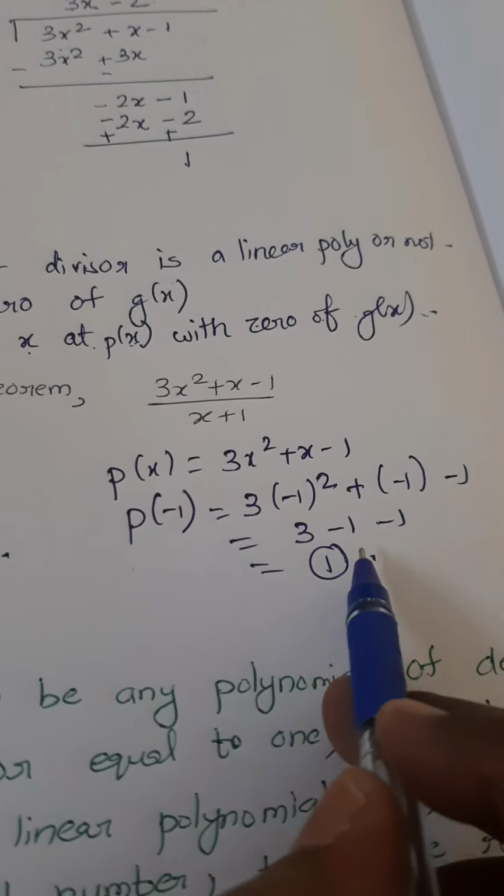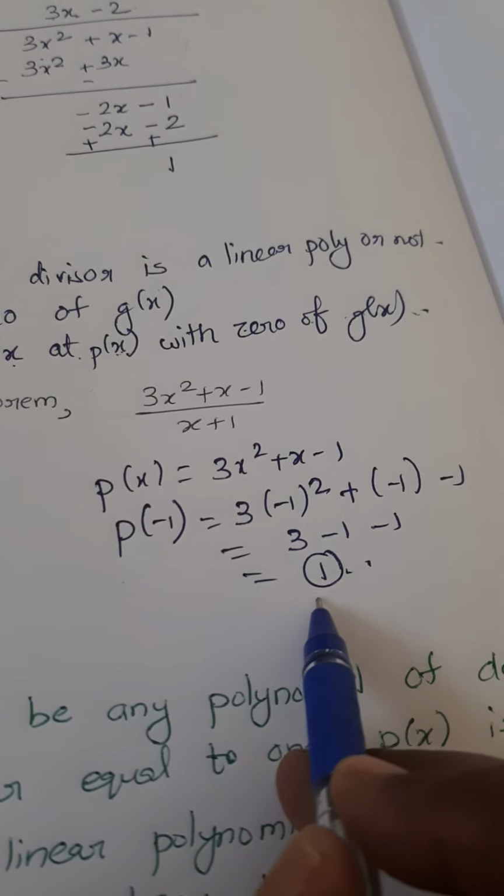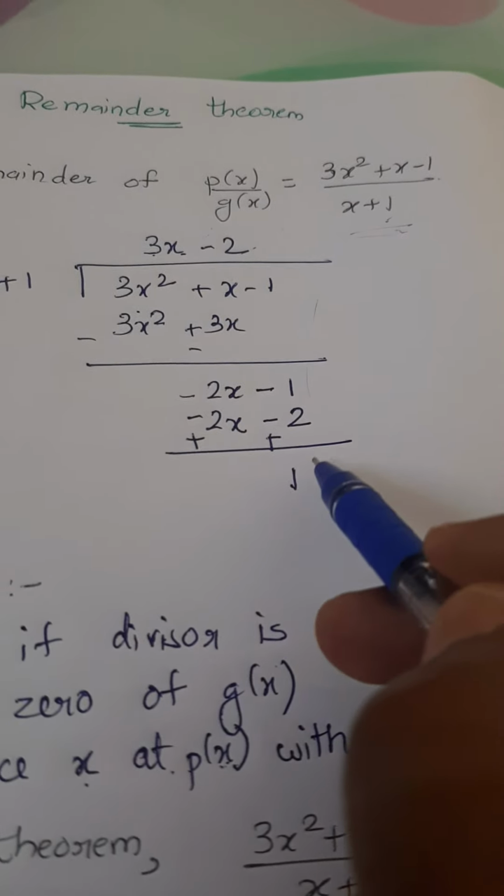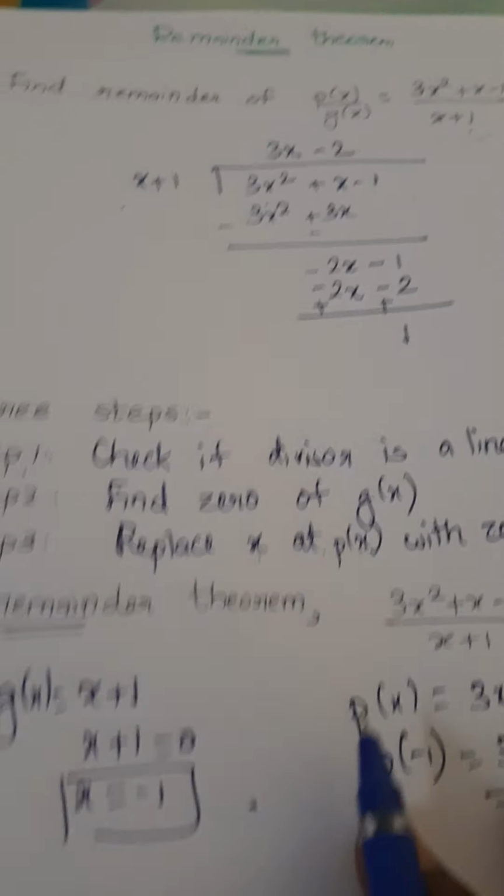Okay, so p of minus 1 is 1. So this 1 is the remainder of the division process. And what did you get here? Same, 1 is the remainder. Okay, so how did I find it?